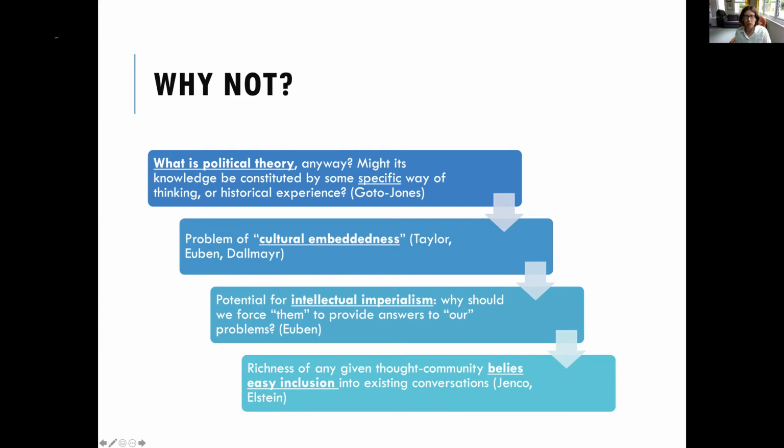There's also the problem of cultural embeddedness. We're going to go through each one of these in the next few slides. This is an introduction or overview slide of the problems with comparative political theory, why we might run into issues if we try to exercise it. The problem of cultural embeddedness is another issue.